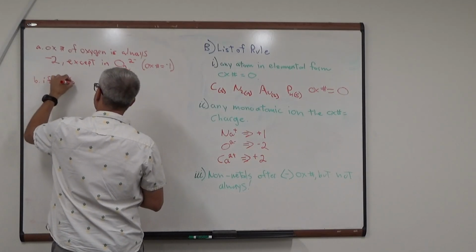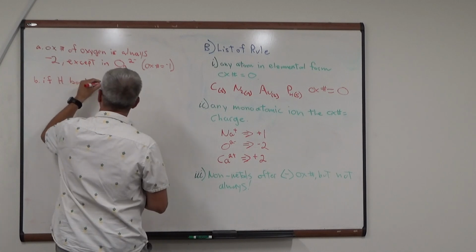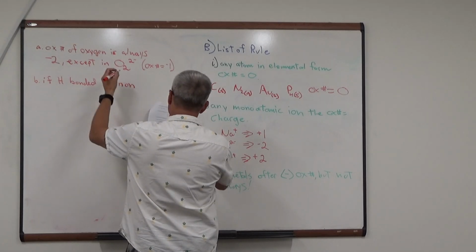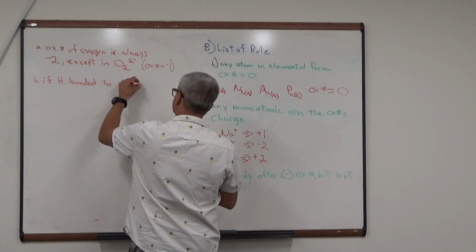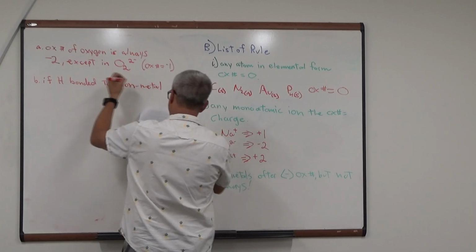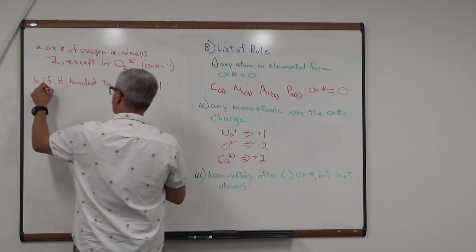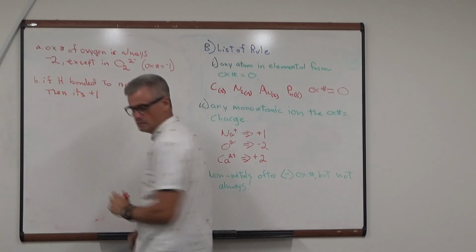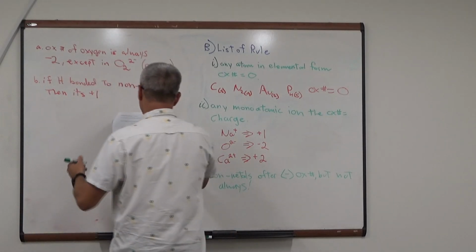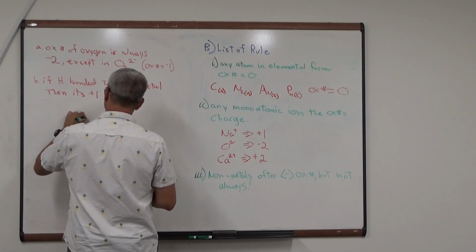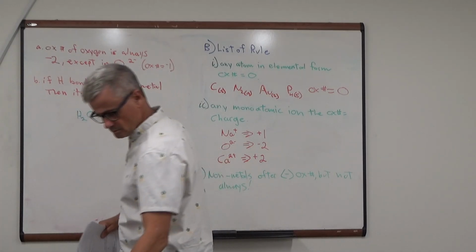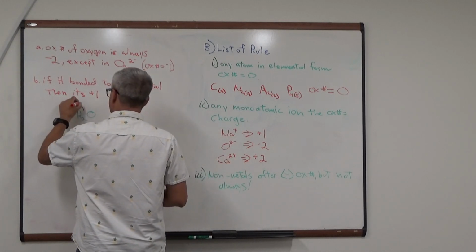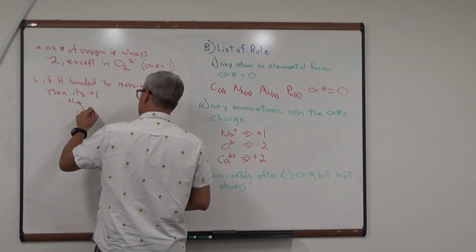If hydrogen is bonded to a nonmetal, oxygen, nitrogen, sulfur, and so on, then it's +1. So, for instance, H2O, that's hydrogen bonded to a nonmetal. So each of these are +1. We already know that that's -2.